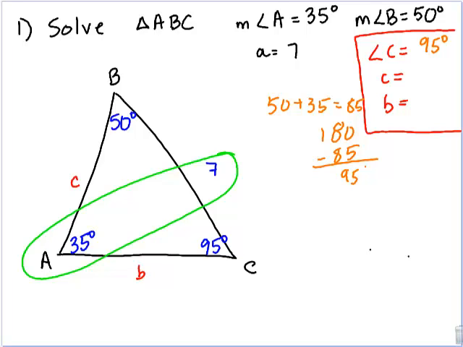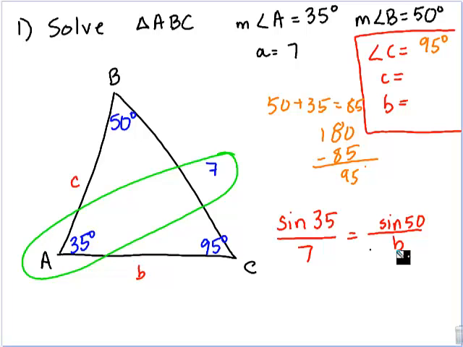So this would say sine of what? Sine of 35 over 7. Now, which side do you want to try to find first? 50, okay, so this would be equal to sine of 50 over B. Okay, and now we can solve this for our B.